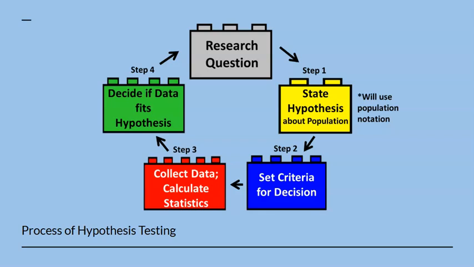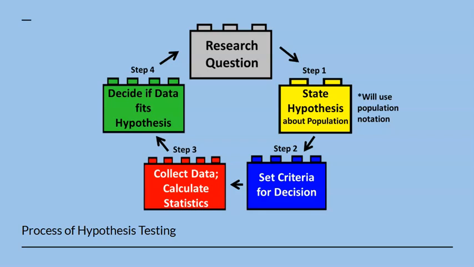Step 2, the blue Lego, is where we use the hypothesis to predict the characteristics that the sample should look like if the study worked. In other words, we set the criteria to decide if the study worked or not to make a decision at the end of the study. Step 3, the red Lego, involves selecting a random representative sample, collecting data after we experiment on that sample, and then calculating statistics on that sample. Step 3 involves math and corresponding formulas.